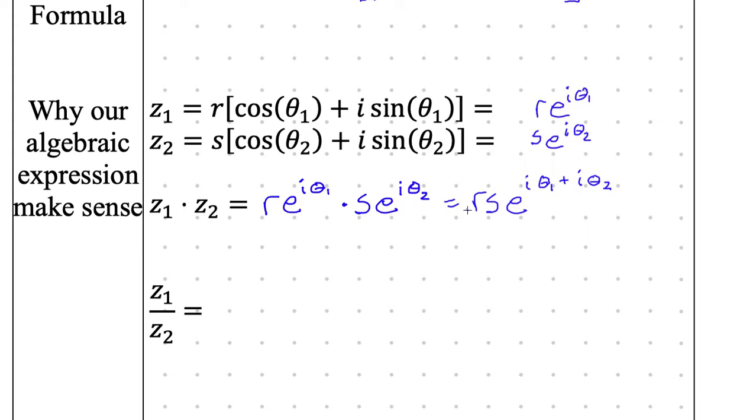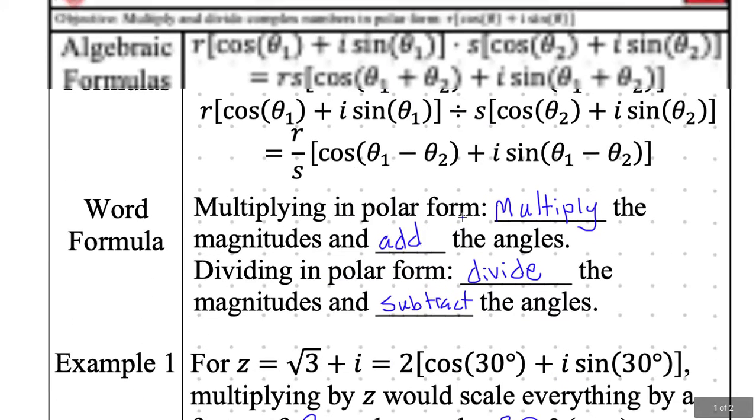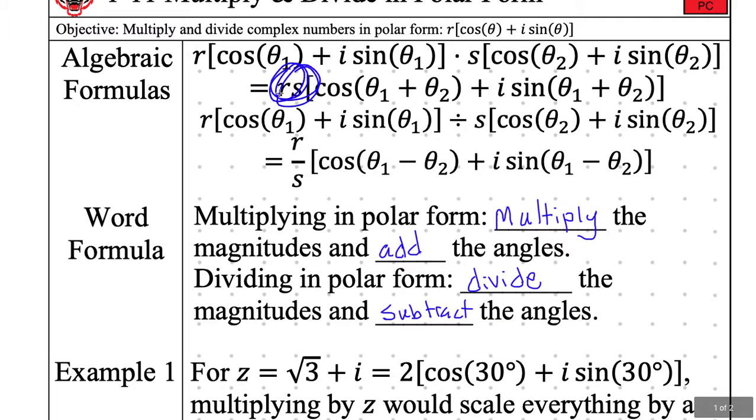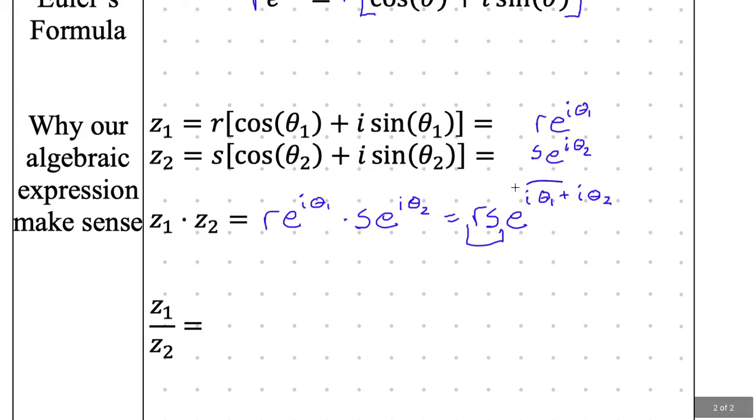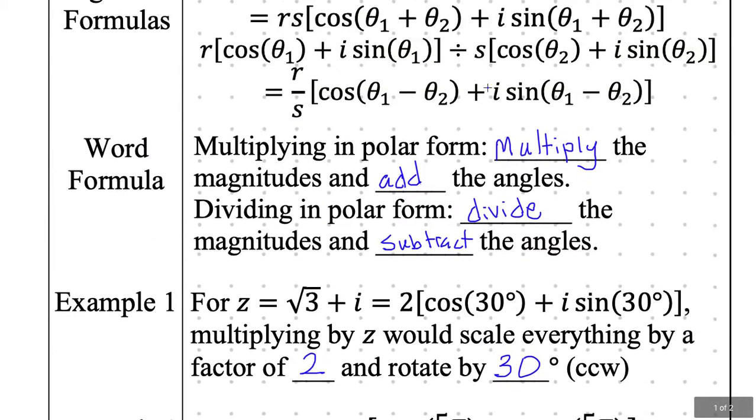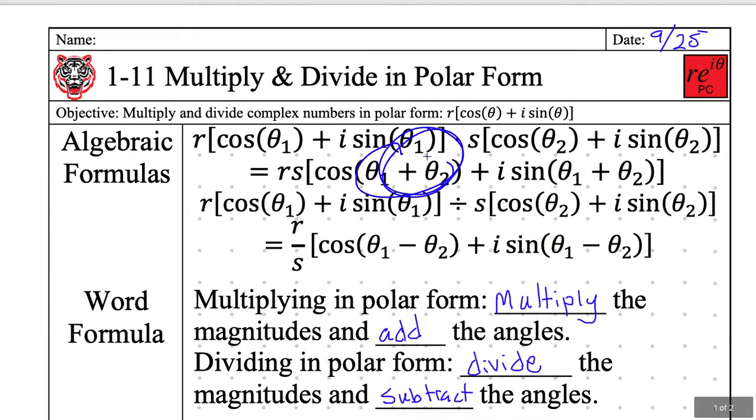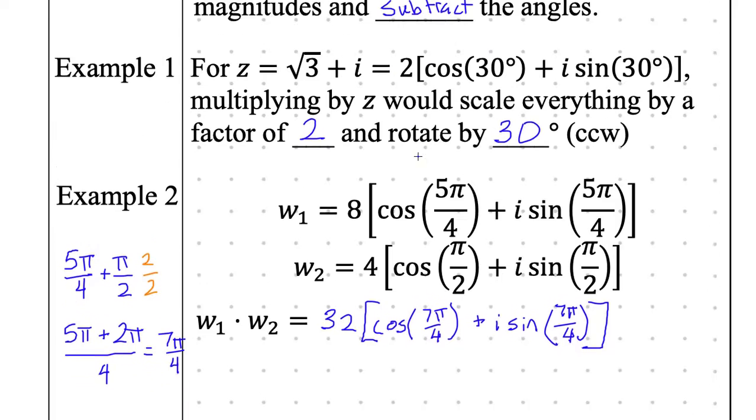Because look back. r times s. Come back all the way up here. r times s. Look back over here. Add the angles. Of course, I could factor this out, and this could be i times theta 1 plus theta 2. I could factor out the i. I'm adding the angles. That's where it comes from.